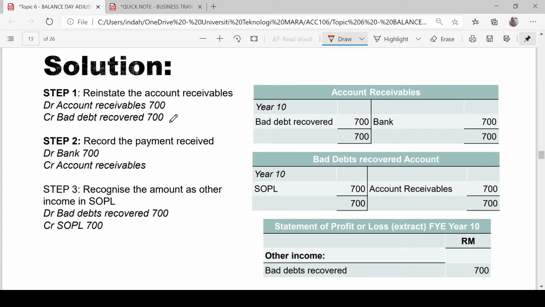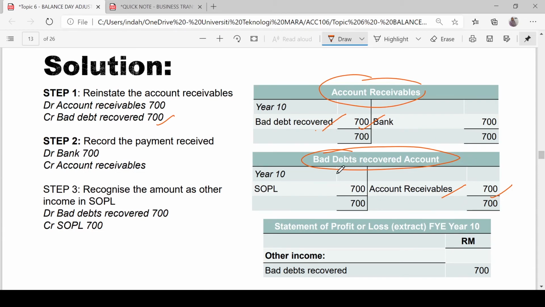Step 1 is to reinstate the account receivable. Debit account receivable 700, credit bad debts recovered 700. So you recreate an account receivable for this customer. Debit 700 in account receivable. Next, credit bad debts recovered, meaning the bad debts recovered account, on the credit side. The details is account receivable.